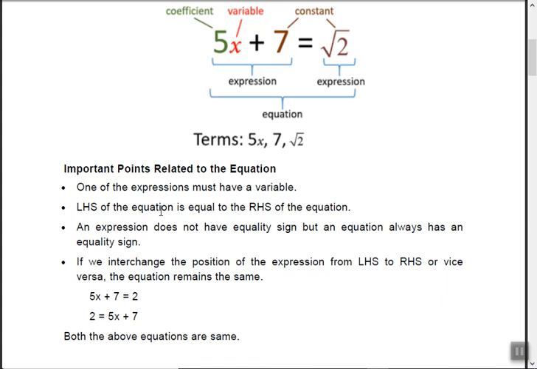So the LHS of the equation is equal to the RHS. That's why we are solving it. An expression does not have an equality sign, but an equation always has an equality sign. That's simple, because when two expressions are equated, when you put an equal to sign in between, only then it's called an equation. If we interchange the position of LHS and RHS, the equation remains the same. It means what? See this, 5x plus 7 equals 2, say, or 2 equals 5x plus 7. Both are one and the same.